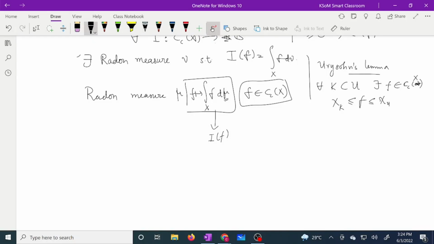So what does this mean? f is equal to 1 on K and f is equal to 0 outside U, and f is continuous with compact support. The support of f is in U. Yes, we can prove this. This is known as Urysohn's lemma.